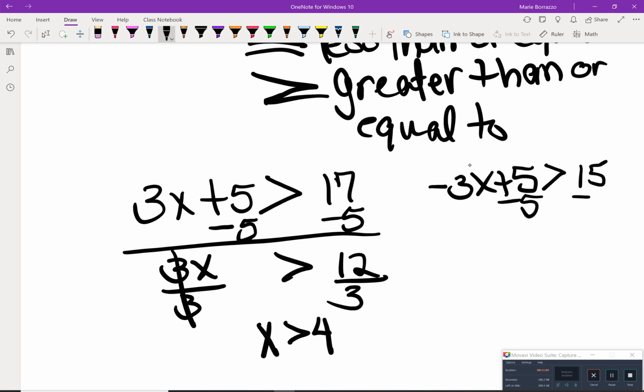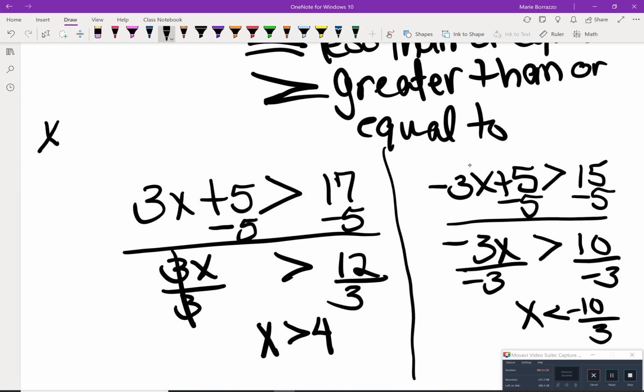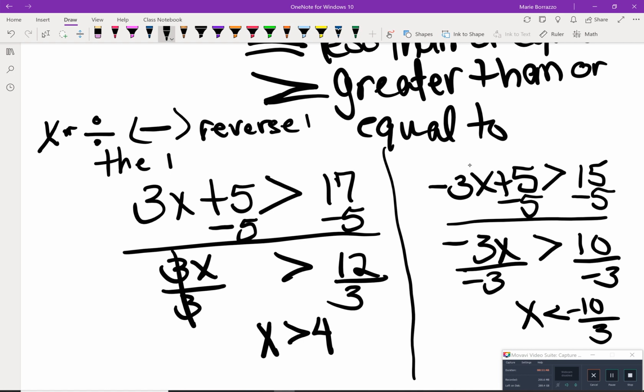So if we subtract the 5 on both sides, we end up with negative 3x is greater than 10. And if we divide by negative 3 on both sides, then we are going to end up with x is less than negative 10/3, which is basically negative 3 1/3, big deal. So these are just examples of reminding you when you multiply or divide by a negative, reverse the direction of the inequality.